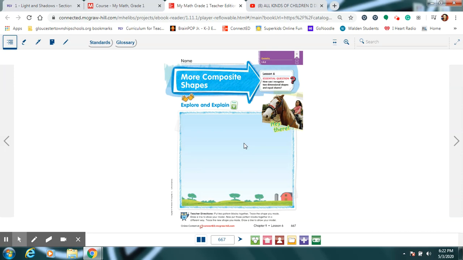So look around the house and find some small items that you could use for tracing shapes, and then build yourself a picture here, okay?